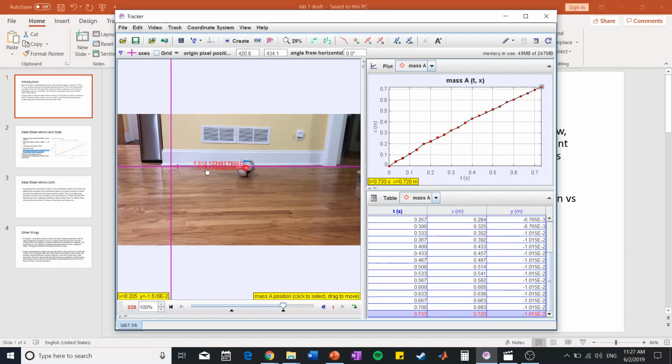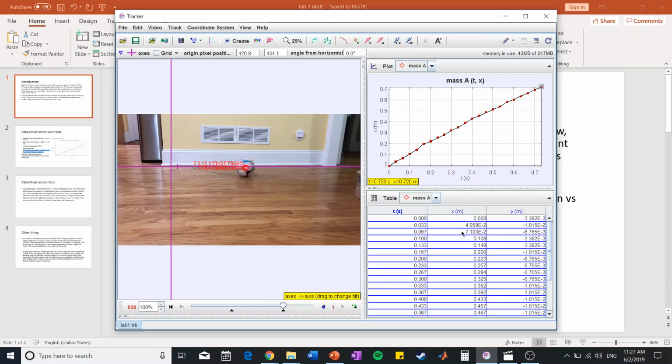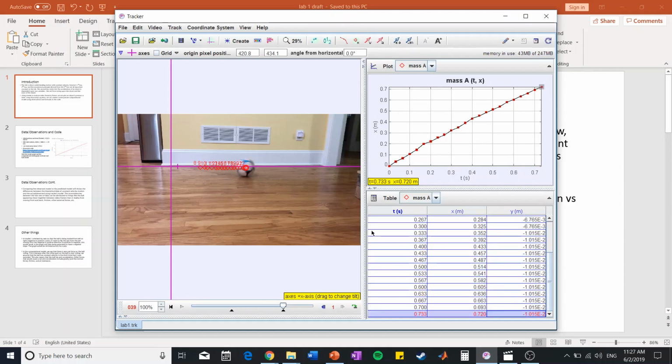After plotting position versus time in Tracker, this is what my graph looks like. A positive slope, with the ball going from the negative to positive x-axis. The time versus x position has been tracked here in this chart as well.